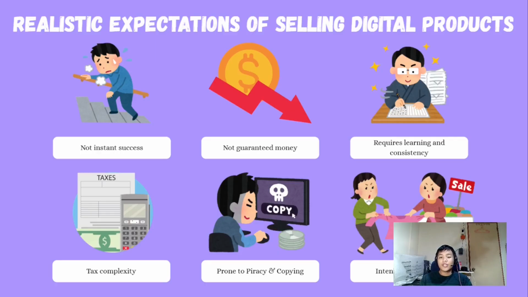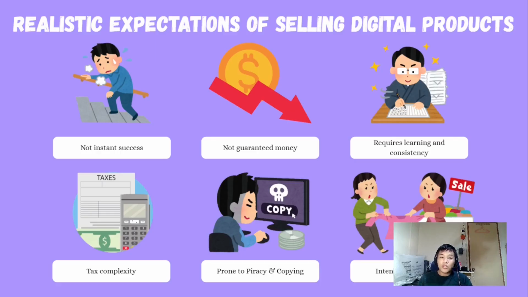Third is that it requires learning and consistency. Digital products are not an instant success. Maybe if you fail selling your first two or first five digital products, you can actually sell your sixth or seventh one, because you've learned from your past mistakes. Fourth, tax complexity. Here it depends on what country or state you are in. There are a lot of incurring fees, and this can affect your revenue.